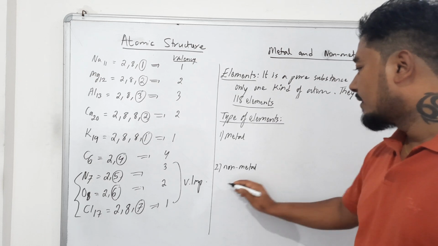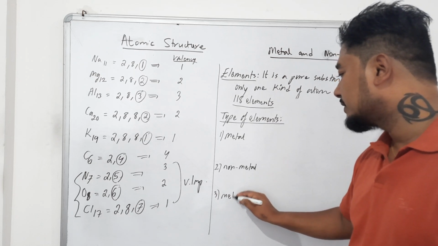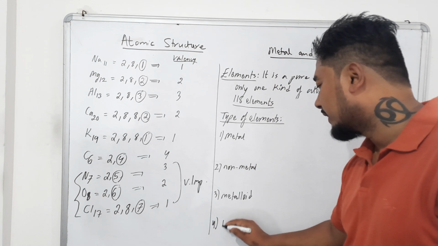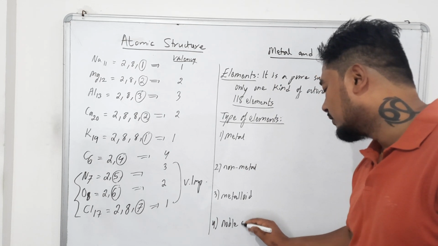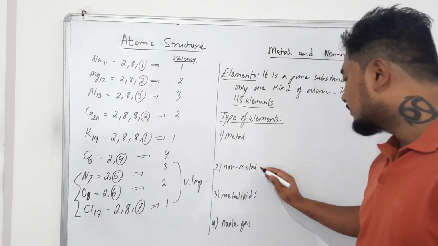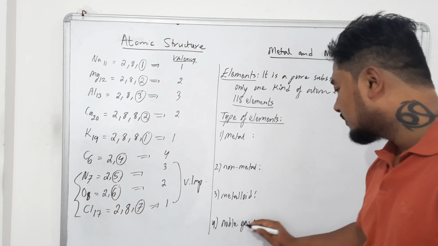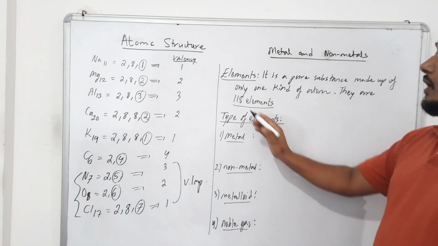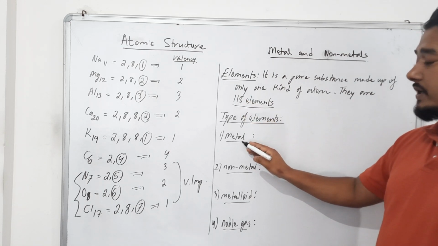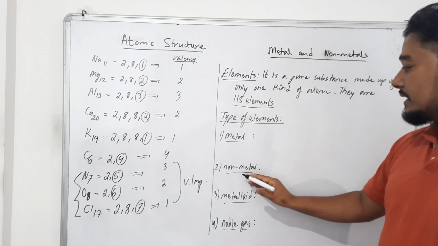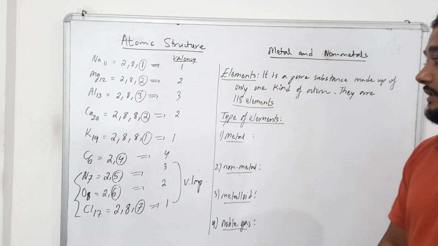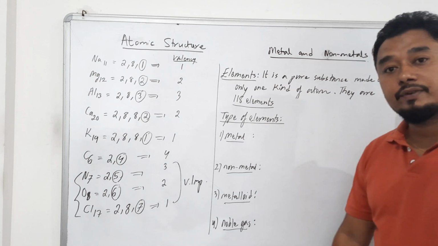One is called your metalloid, and one is called your noble gas. So these are the 4 types of elements. Out of 118 elements, some of them are metals, some are non-metal, some are metalloid, and some are even noble gas. Now let us see what is metal first.